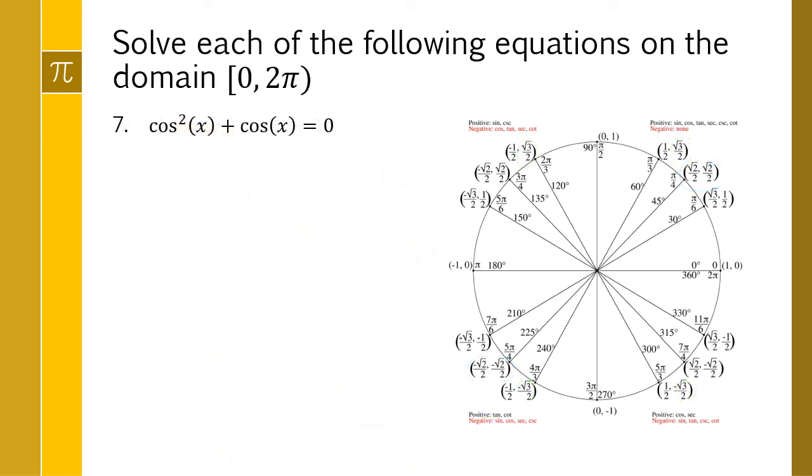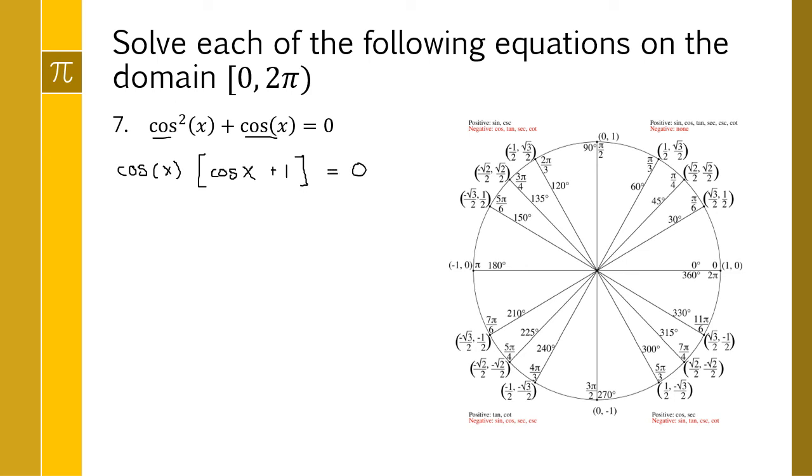We have one more practice problem here, and this is cosine squared plus cosine is equal to 0. And this is one that can be factored. They both have cosine in common. So if I factor out cosine, I'm left with cosine to the first, since cosine squared divided by cosine leaves cosine to the first, plus 1. And that is equal to 0.